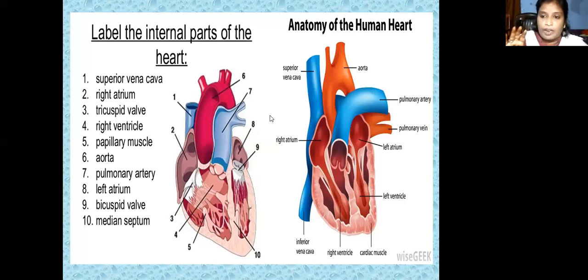These are all internal parts. But what are the major parts? The major parts are those involved in the functioning of the heart. These parts are also very major parts of the heart. Okay, are you able to understand this diagram?